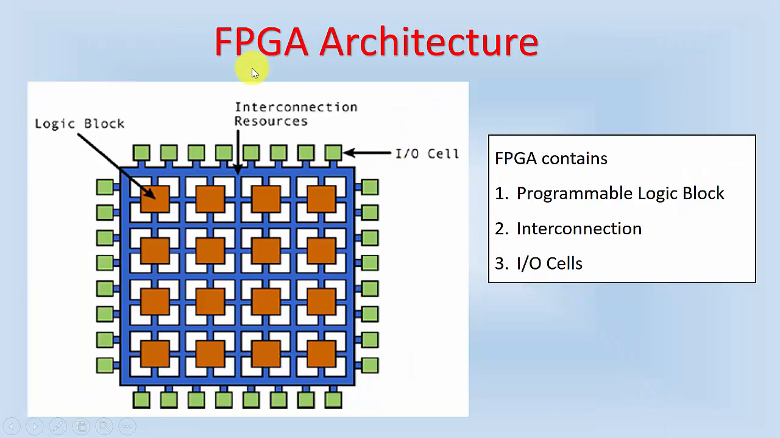Next, we will see about FPGA architecture. Mainly, FPGA architecture contains three components. The first one is the programmable logic block, indicated with brown color, another one is the interconnections with blue color, and the IO cells. And these programmable logic blocks we can program as per our requirement.